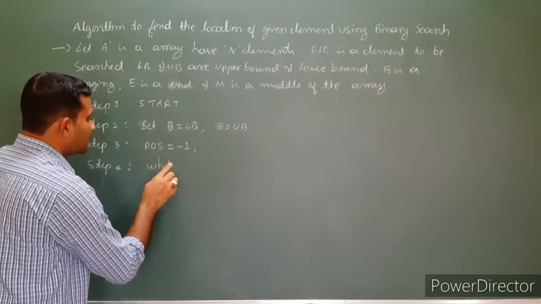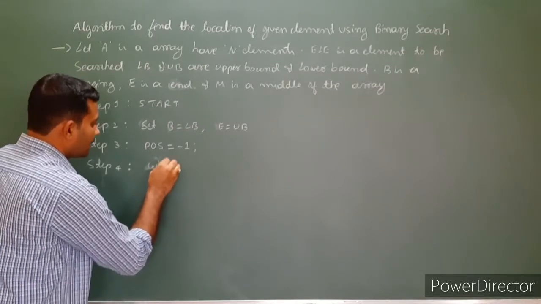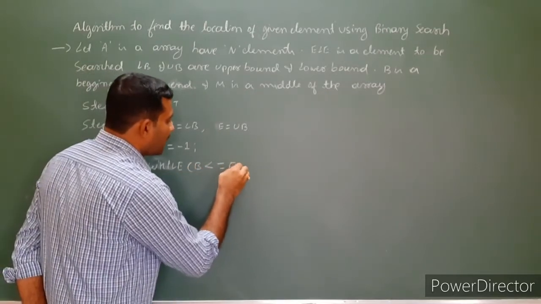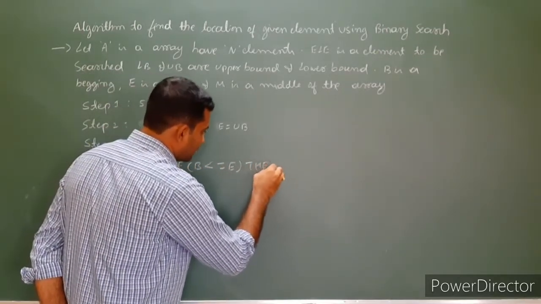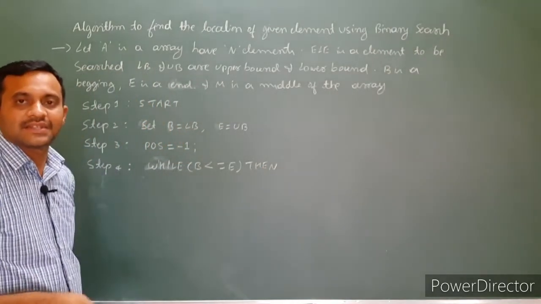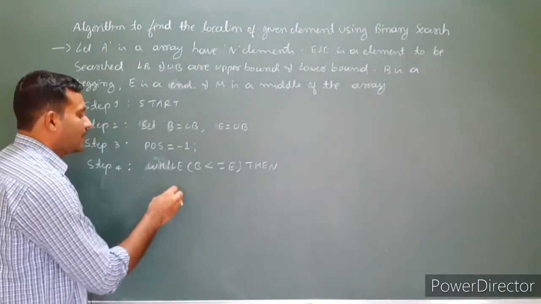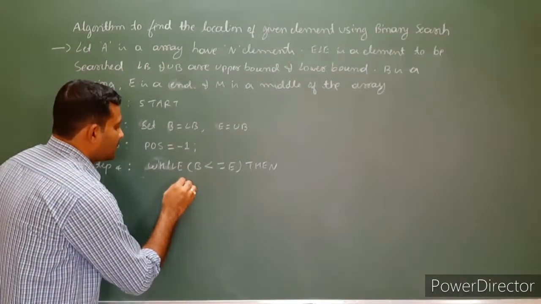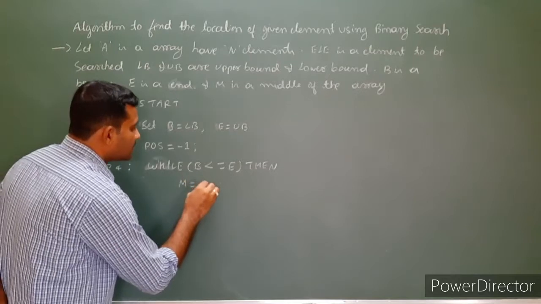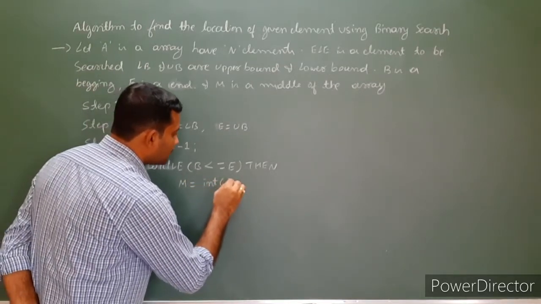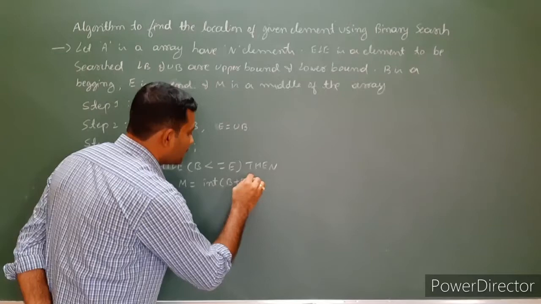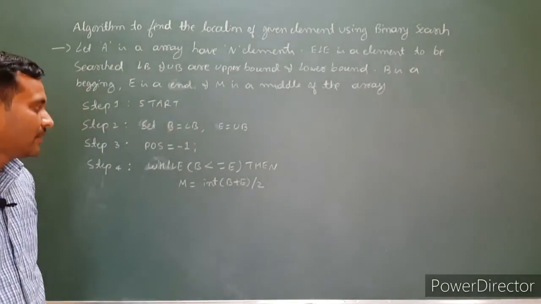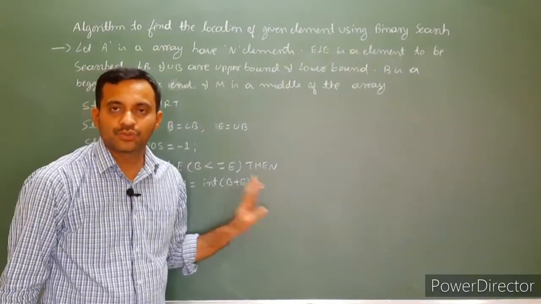In step 4, while beginning is less than or equal to end, you have to find the middle element. How to find? That is, middle element M equals the integer division of (beginning plus end) by 2.